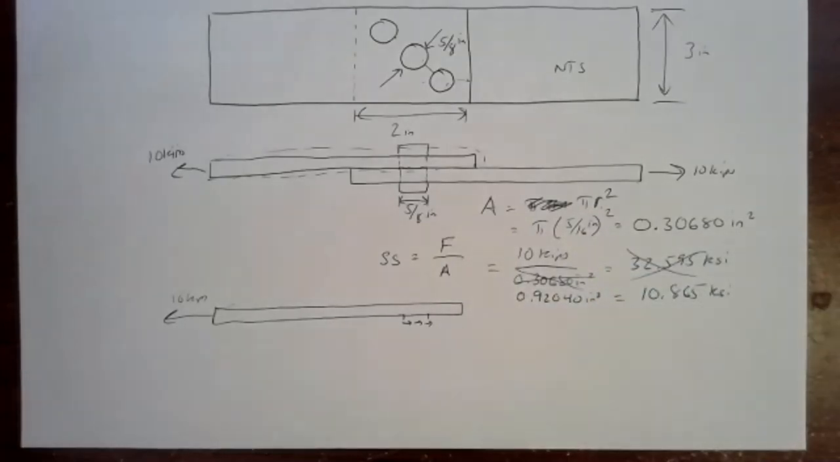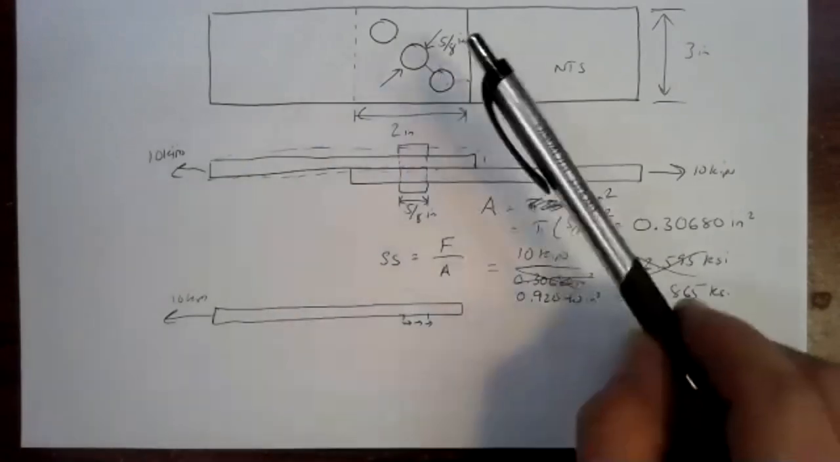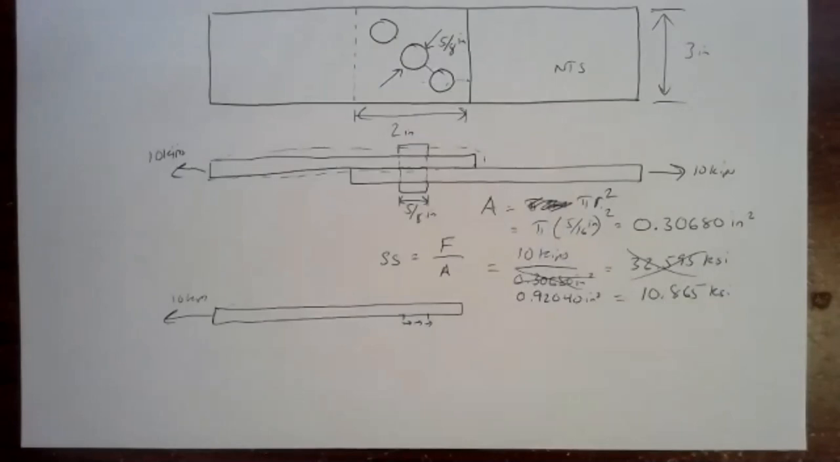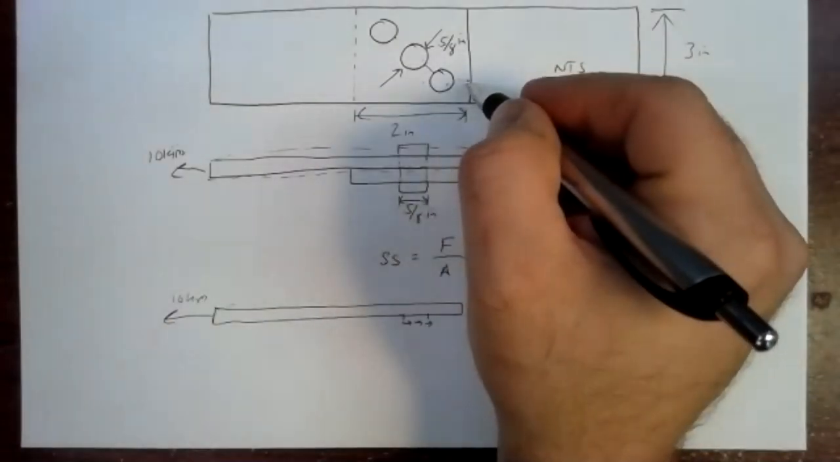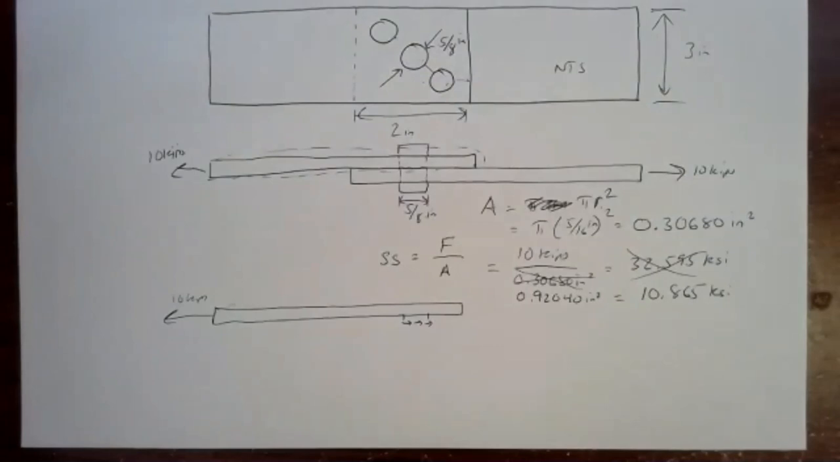So one of the very common techniques for adding area is not to go with bigger fasteners, but to go with more fasteners. And as I said here, as long as they're not too close together or they're not too close to the edge, you can just add the areas up. That reduces the stress quite a bit.